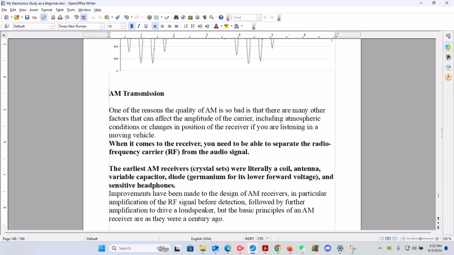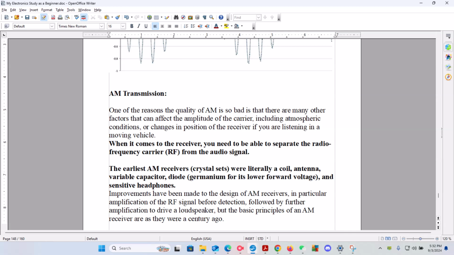Now, in terms of the AM transmission, one of the reasons the quality of AM is so bad is that there are many other factors that can affect the amplitude of the carrier, including atmospheric conditions or changing the position of the receiver if you're listening in a moving vehicle.